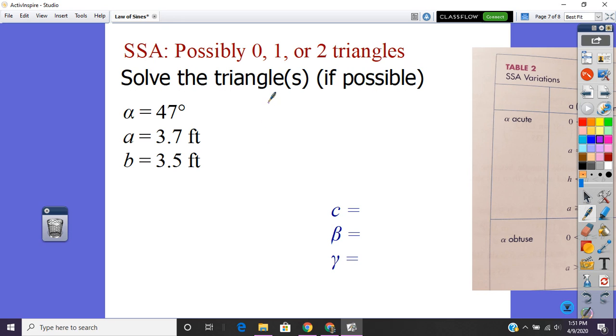So let's just set this up. I'm going to have sine of 47 over A, which is 3.7, equals sine of beta over B, which is 3.5. And then I'm going to solve these out just like I would solve any proportion. So 3.5 times sine 47, divided by 3.7. So I get sine of beta to be 0.692. I'm going to do sine inverse of that to get that into an angle measure, and I get beta to be 43.8 degrees.